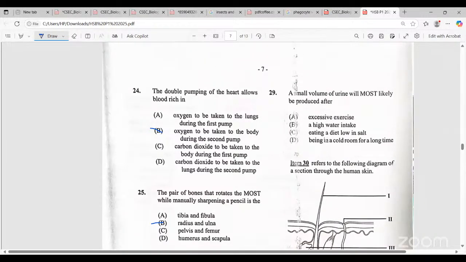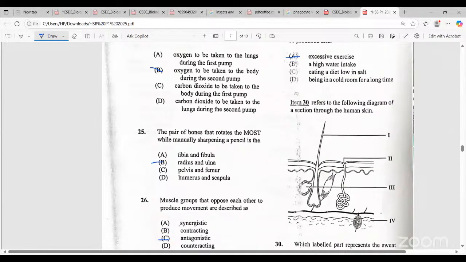A small volume of urine will most likely be produced after. So when you're in a cold room, you tend to produce more urine. Eating a diet low in salt. Mm. High water intake. I'll say A for this one, after excessive exercise.